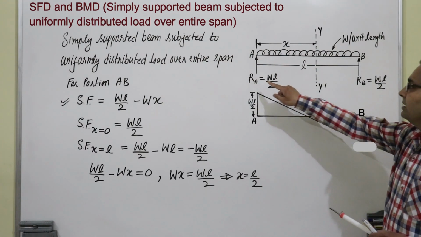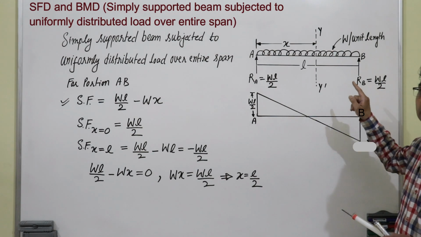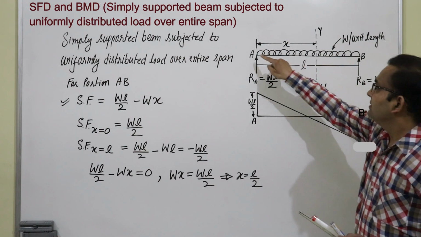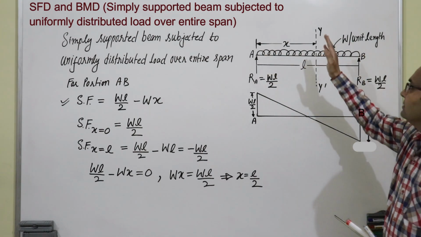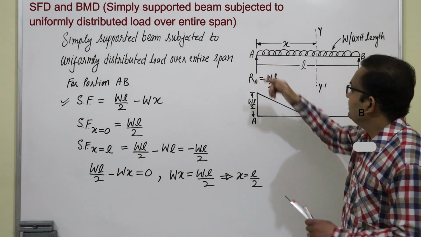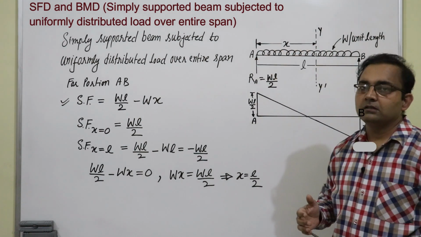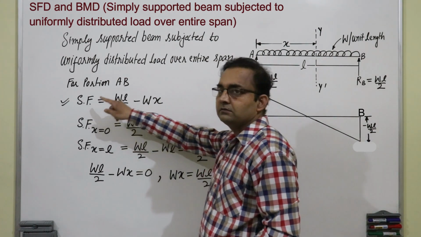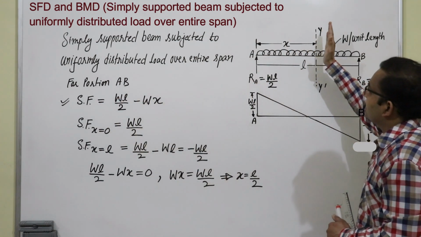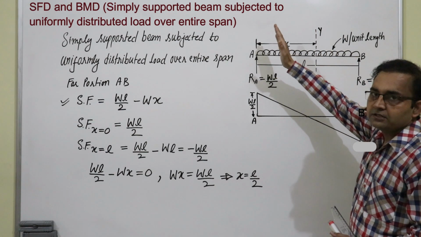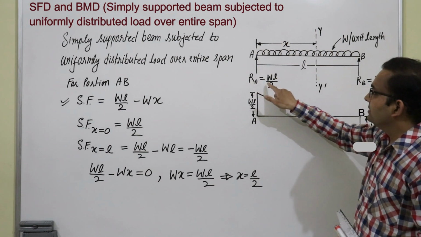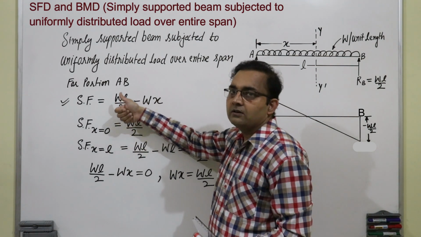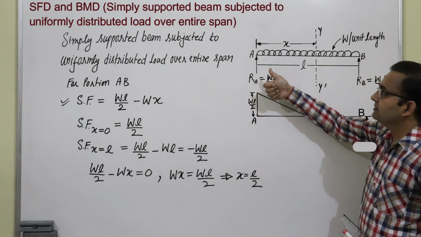After calculating RA and RB, we will take a section. This is a section Y dash between AB and the distance of this section from point A is x. Now, we will write equation for the shear force. So, this is shear force. We will see towards the left of this section there is one force RA. RA is WL by 2. So, this is WL by 2 which is upward, that is why it is positive.